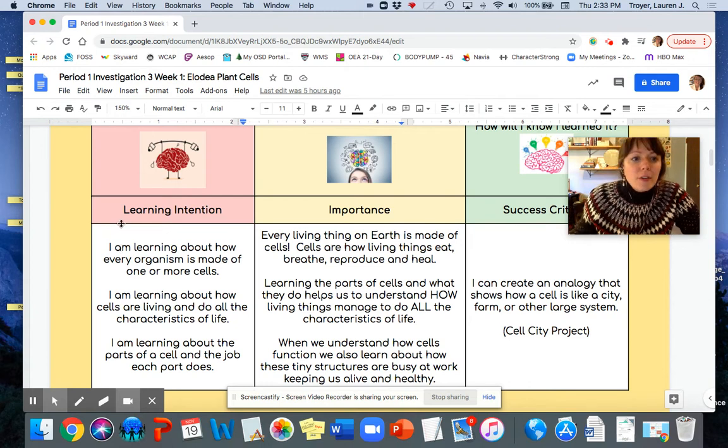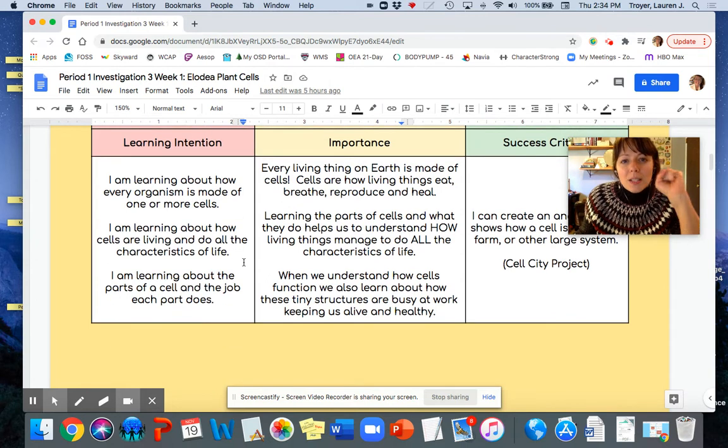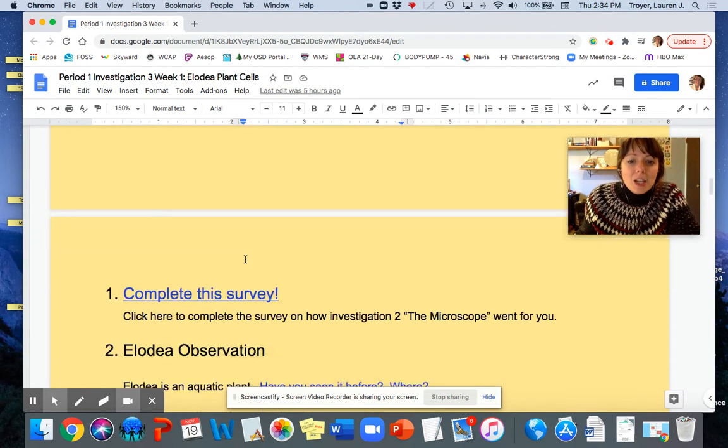And the final project for this investigation is a project called Cell City Project. It's an analogy, which means a comparison of two things that are alike in some way. So you're going to be creating an analogy to explain how a cell is like a city. Or you could do a cell is like a farm. That's where you get to be a little creative with what you want to do for your analogy. A cell is like a factory. A cell is like a school. Whatever you want to do for your analogy. Keep that in mind because that's what our goal is. That's what we're reaching towards at the end of the investigation.